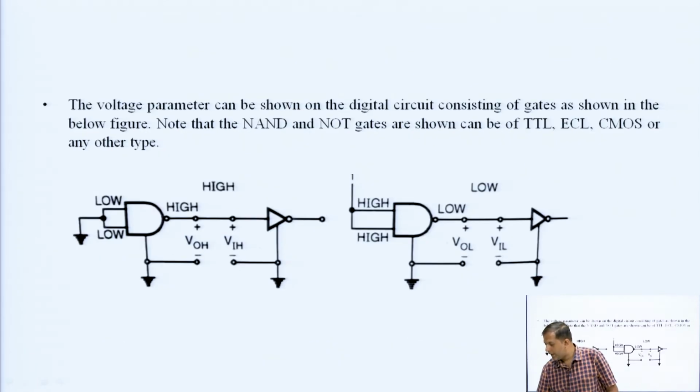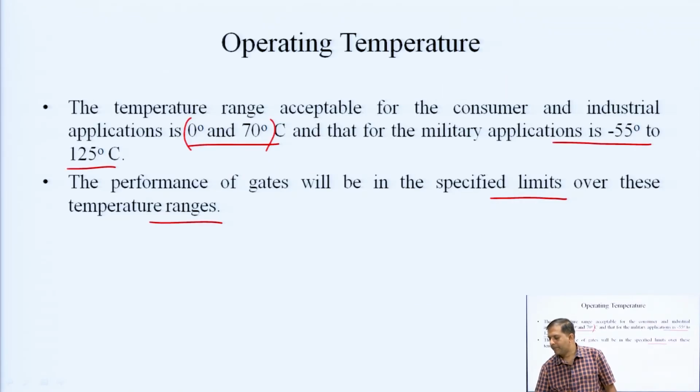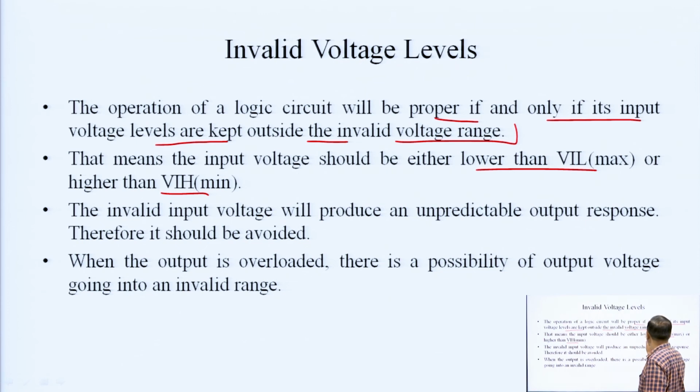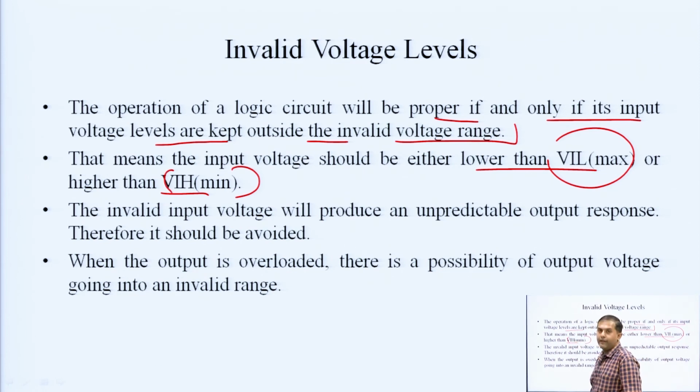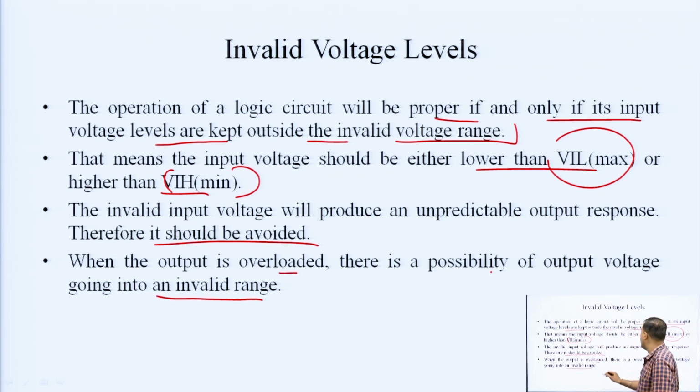Okay. So, here we are discussing that the input voltage should be either lower than VIL max or higher than VIH min. Right. The invalid input voltage will produce an unpredictable output response, therefore it should be avoided. So, if we work in this invalid voltage range, then it will give an inappropriate output response. So, we should avoid this. When the output is overloaded, there is a possibility of the output voltage going into an invalid range.